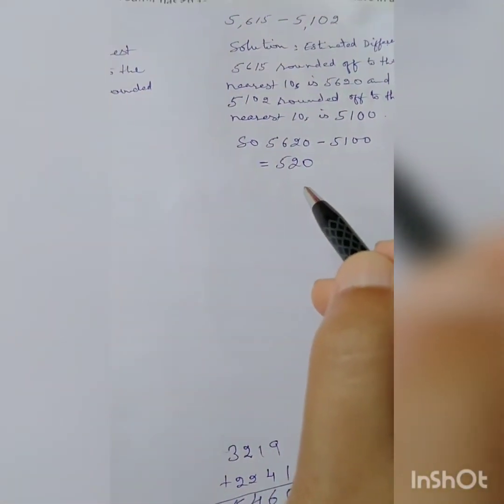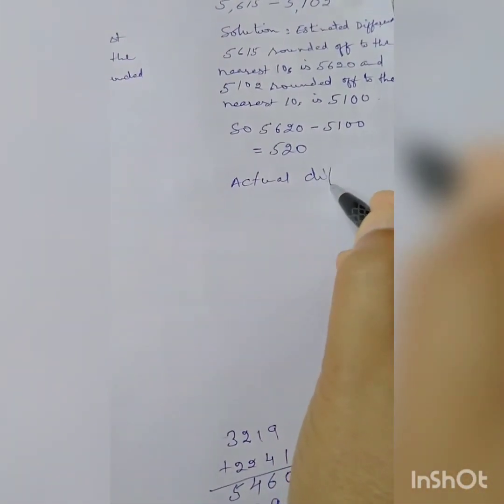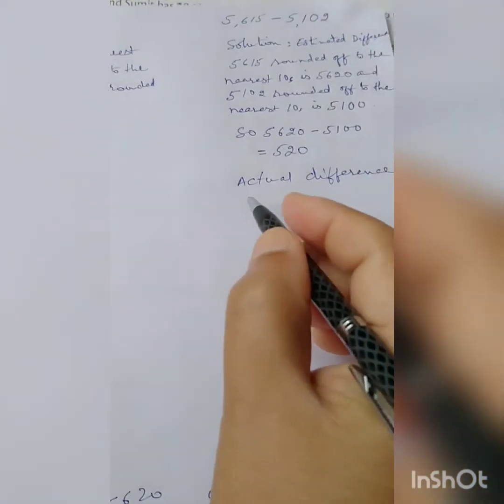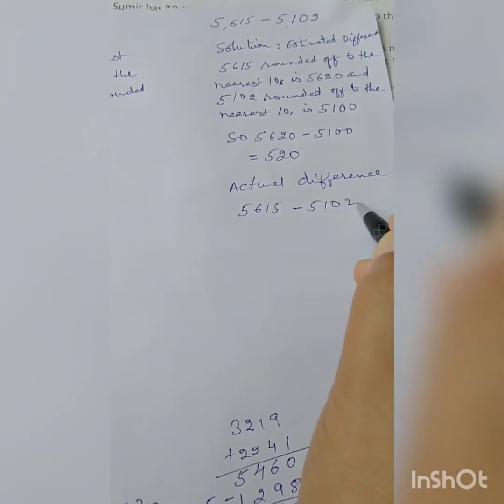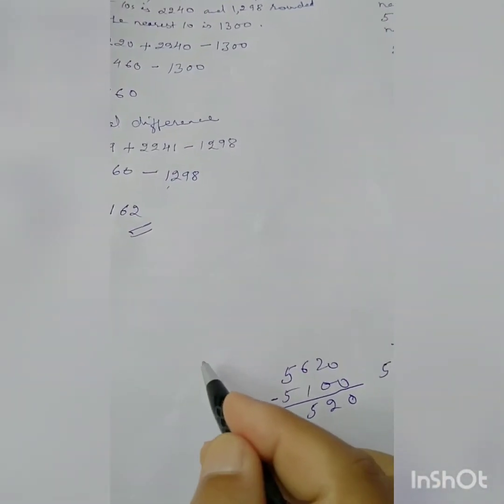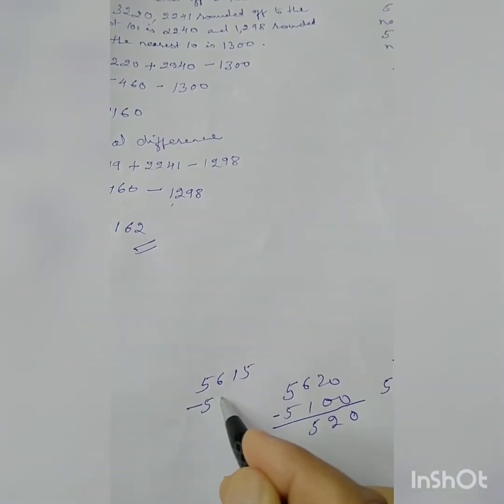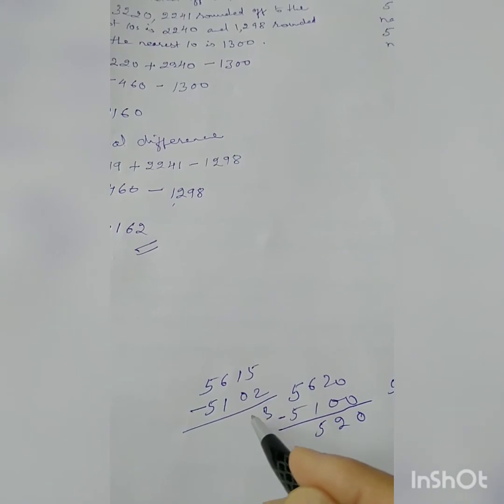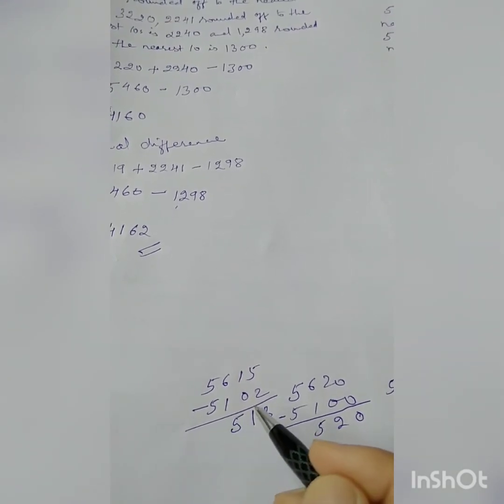Now one more thing we have to find out, that is actual sum. Sorry, actual difference. Actual difference means the given numbers we have to subtract. 5615 minus 5102 equals to, this also we can do here in rough. 5615 minus 5102. So 5 minus 2, 3, 1 minus 0, 1, 6 minus 1, 5. So this side 5 minus 5, 0, no need to.